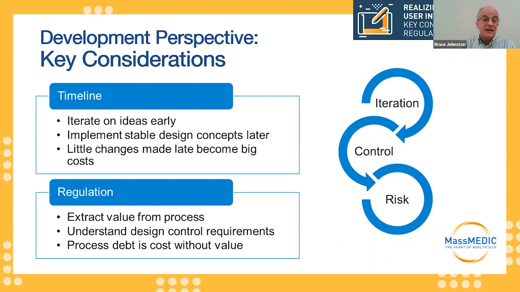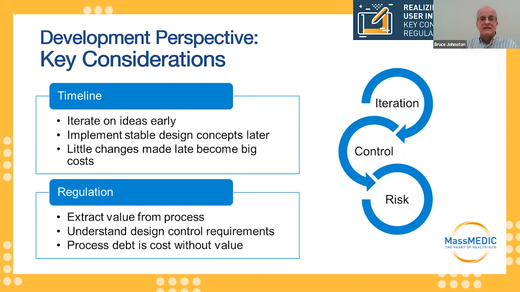That kind of leads to the second key consideration, which is that regulatory environment. The roadmap that Mary talked about really takes you through that process. It's important to understand that that's not a process delivered from Mars. That is something that's been developed based on the industry best practices over a lot of devices and a lot of years. So it's really important to try and extract the value from that process, right? It's not really just a burden on your development process. When you get to that point where you're ready to start committing resources, it's important to understand your design control requirements.